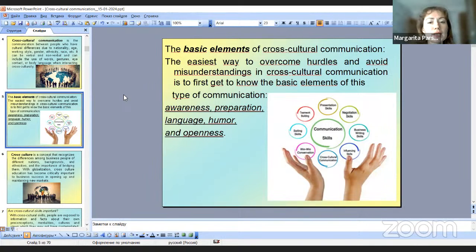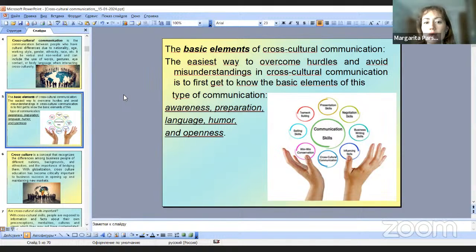Let's look at the basic elements of cross-cultural communication. The easiest way to overcome hurdles and avoid misunderstandings in cross-cultural communication is to first get to know the basic elements of this type of communication. So what can be included in this? Awareness, preparation, language, humor, and openness. Some people reckon these are the main basic elements of cross-cultural communication.